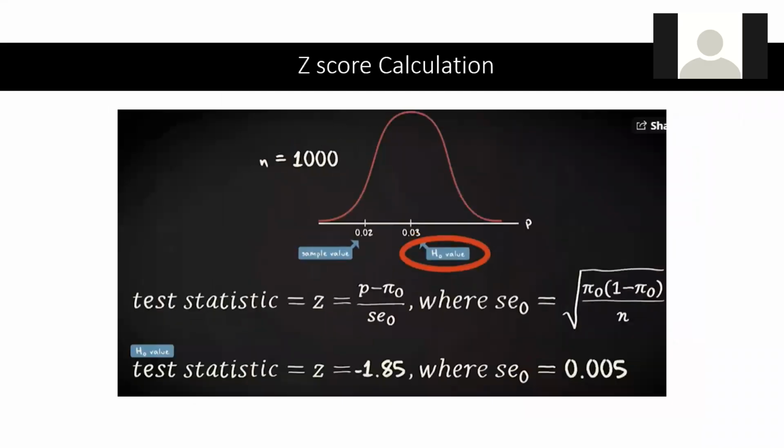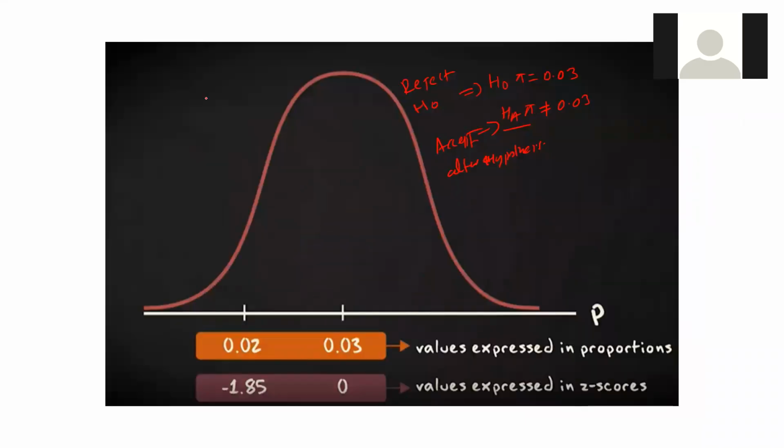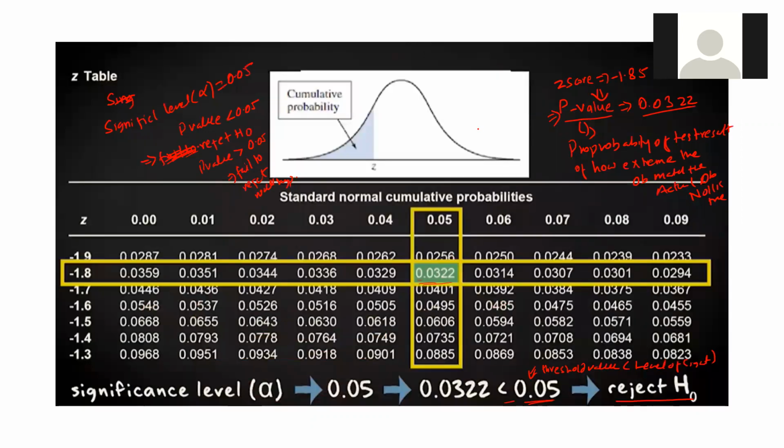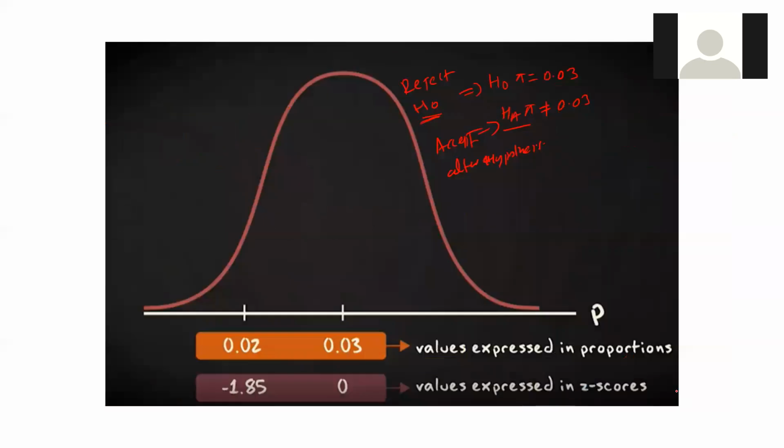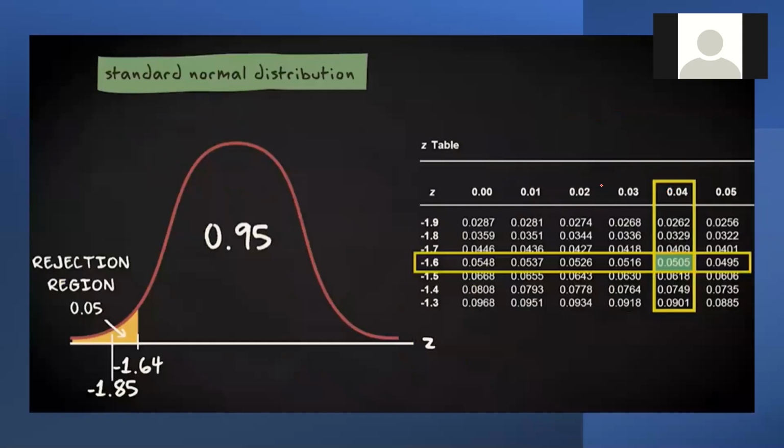So this is clear, right? We reject the null hypothesis because your p-value is less than 0.05. If it is less than 0.05, we reject the null hypothesis. That means we accept the alternative hypothesis, which means your population parameter is not equal to 0.03. So what would be your conclusion?